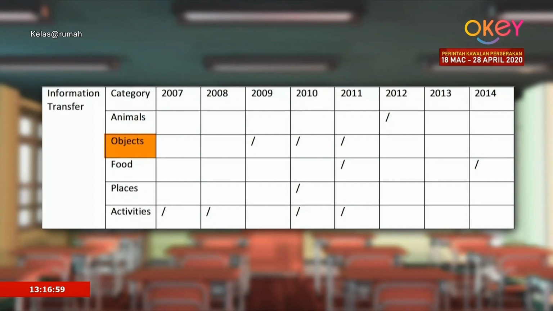Topics related to objects appeared 3 times in 2009, 2010, and 2011. Food appeared twice in 2011 and 2014. Lastly, places and animals appeared only once. Places appeared in 2010 and animals appeared in 2012.